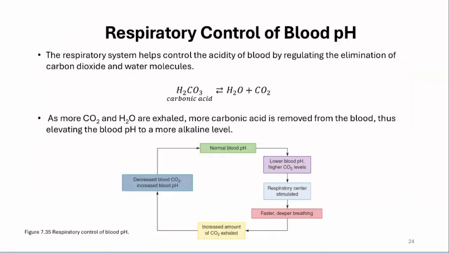So in this bicarbonate buffer system, understand that carbonic acid is going to be our weak acid. And carbonic acid specifically has its conjugate base, which is HCO3 minus 1. The reason why the blood buffer system is called bicarbonate buffer system is because the conjugate base of carbonic acid is bicarbonate.